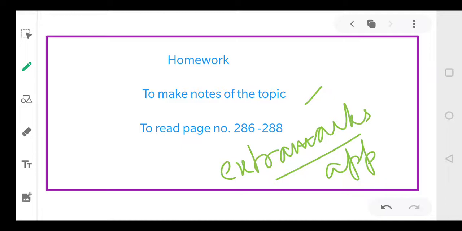But before that, you must go through your NCERT, read every line of it, and read the page numbers 286 to 288. Right, everyone? Okay.